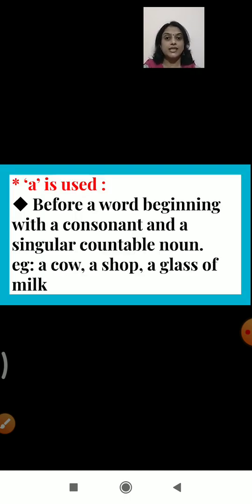Now, when to use these articles, that we are going to see now. Just look here. A is used before a word beginning with a consonant and a singular countable noun. Now you know what countable and uncountable nouns are, right? We have done it. Examples are a cow, a shop, a glass of milk.